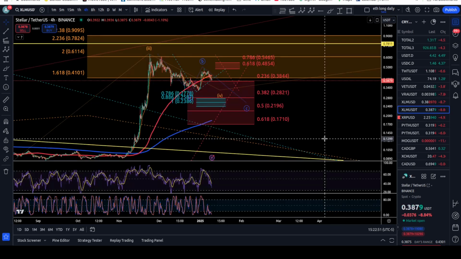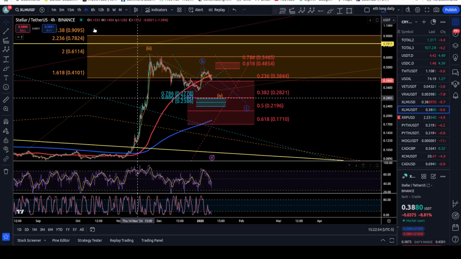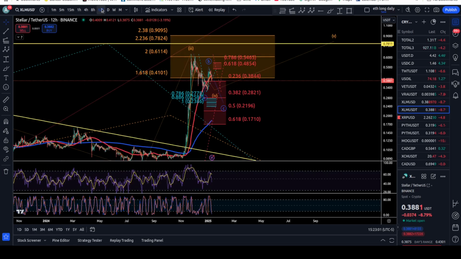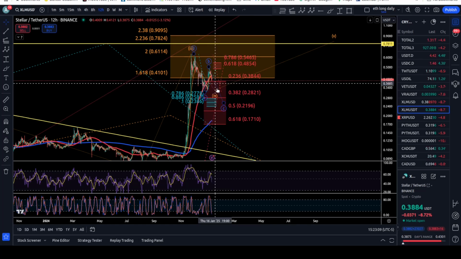Let me just check the RSIs on the 4 hours. RSI not reset yet. 8 hours also not reset. 12 hours still have some room to go. So it does go as in a projection that we could go lower.